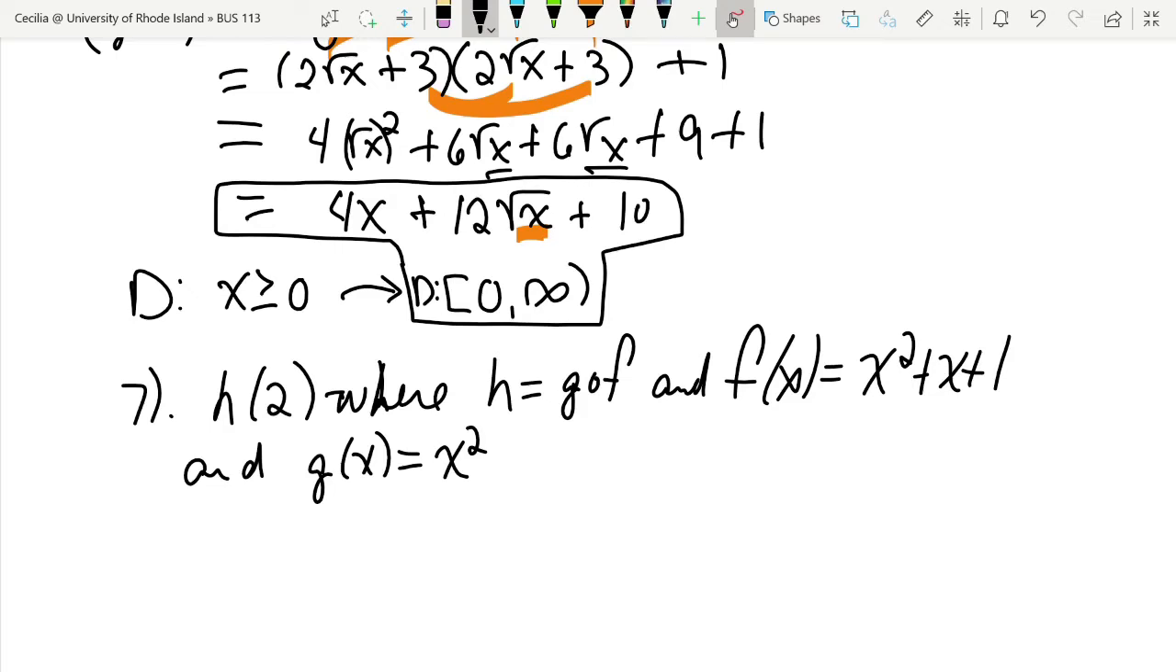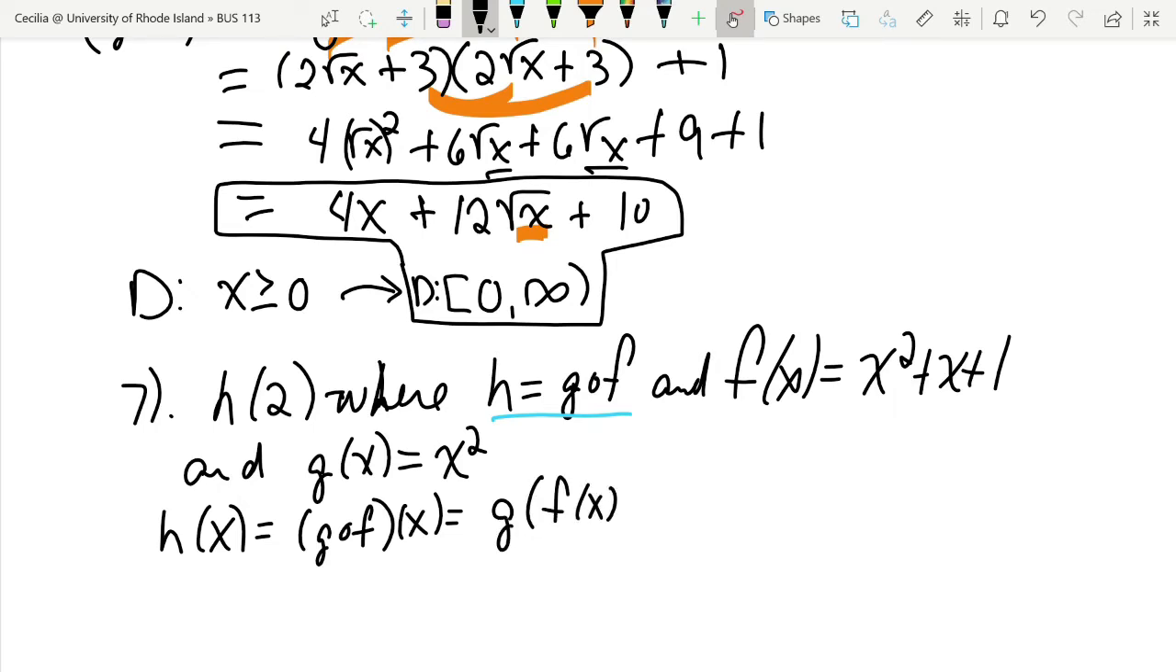Okay, so if we're going to solve this, the first thing we're going to need to do, obviously, is get h, which is g composed with f, or g circle f. So let's start out by doing that. Let's get h of x. That is g circle f of x, which we know is g acting on f of x, which is g acting on x squared plus x plus 1.